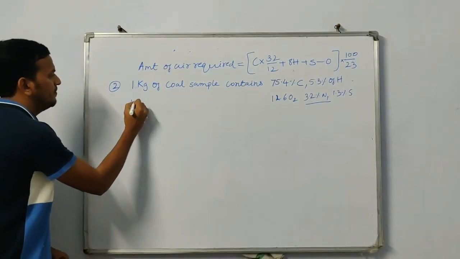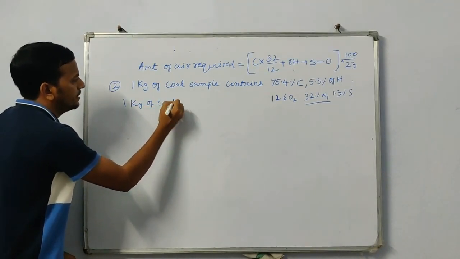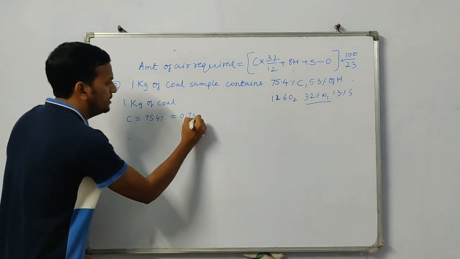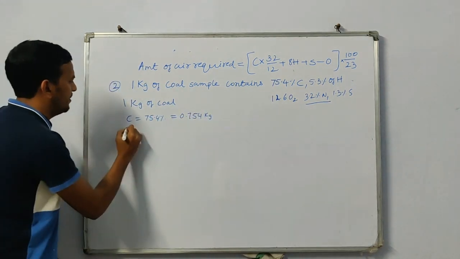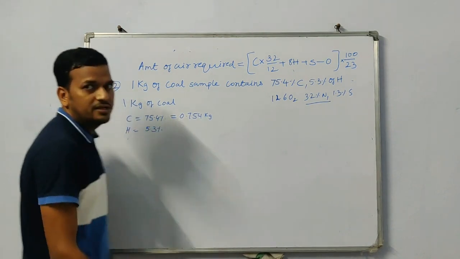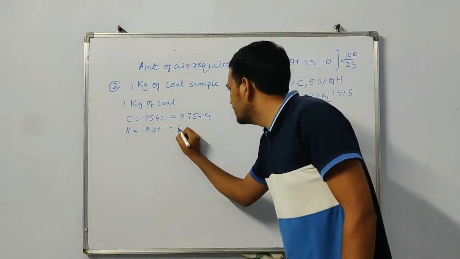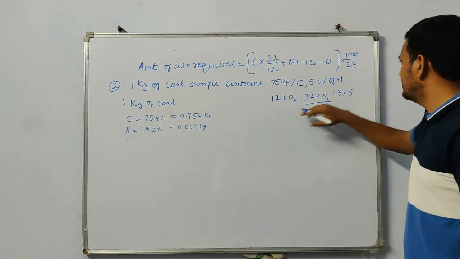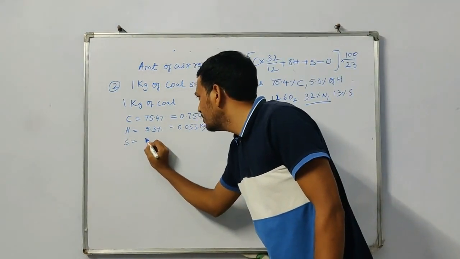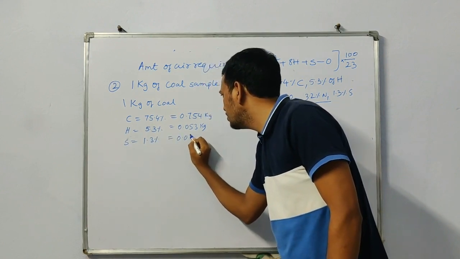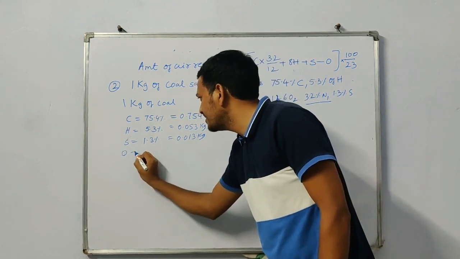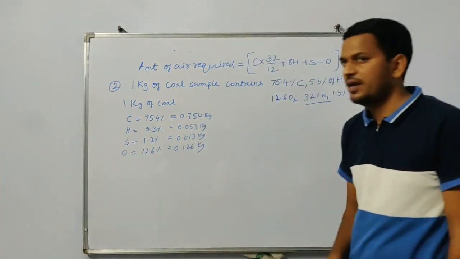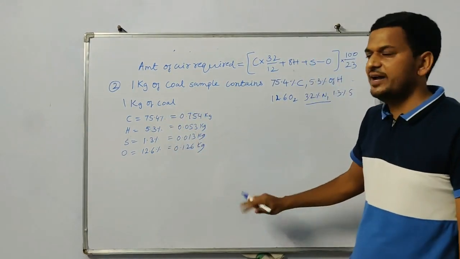Now we have 1 kg of coal, and the carbon will have 75.4%. That is equal to, I am writing in kgs only, 0.754 kg. And for hydrogen, it is 5.3%, which is nothing but 0.053 kg. Whereas sulfur, it is 1.3%, which is nothing but 0.013 kg, and the last part, oxygen, is 12.6%, so it is 0.126 kg. After converting these percentages of atoms into weights, you substitute in the formula.